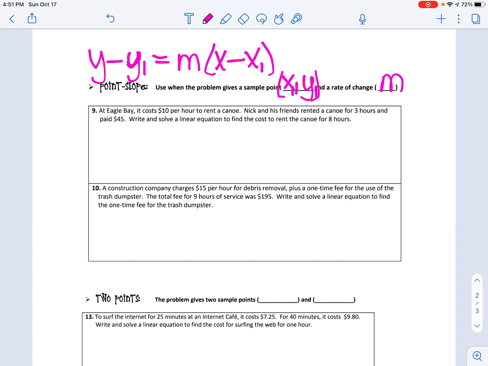It says, at Eagle Bay, it costs $10 per hour to rent a canoe. So that's our rate of change, the m is going to equal 10. Nick and his friends rented a canoe for 3 hours and paid $45. That's my given point. 3 hours, they paid $45. So that's your x1, y1. Write and solve a linear equation to find the cost to rent a canoe for 8 hours.